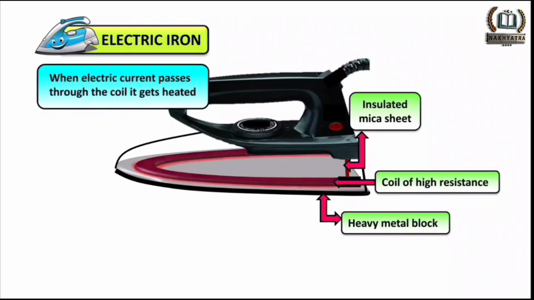Okay. Now when electric current passes through the coil, it gets heated. This coil gets heated when electric current passes through it. So we can say that an electric iron is based upon the principle of heating effect of current. This principle states that when an electric current is passed through a conductor, it generates heat because of the resistance present in it. Okay, the resistance converts the electrical energy into heat energy.